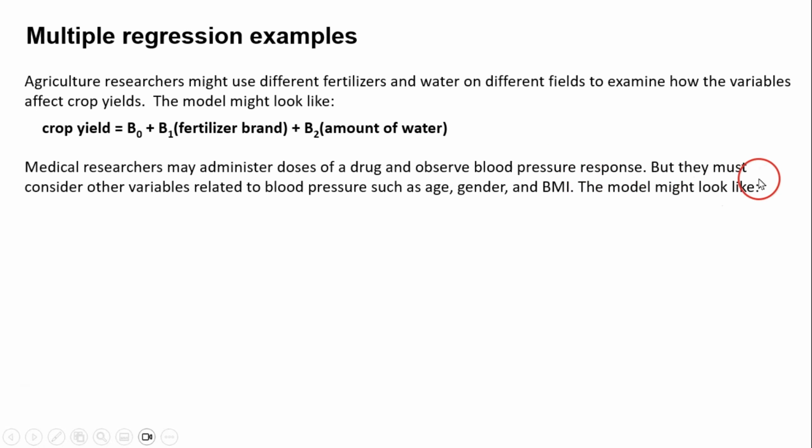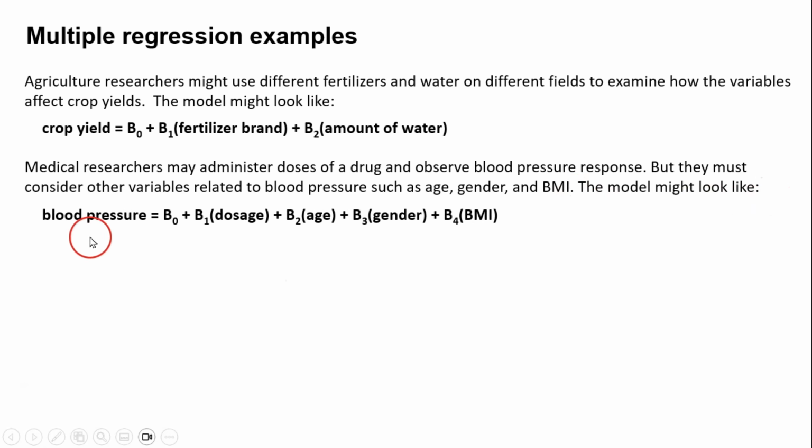Another example might be in the medical field. Medical researchers may administer doses of a drug and observe blood pressure response. They must consider other variables related to blood pressure, such as age, gender, and body mass index. The model might look like this. So you're trying to predict blood pressure response based on dosages of a drug.